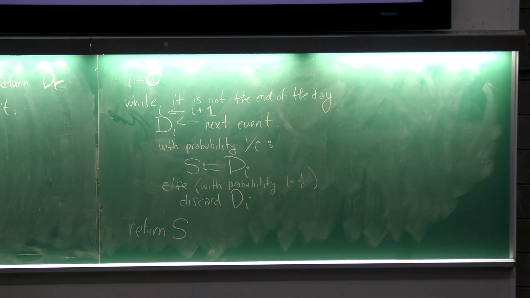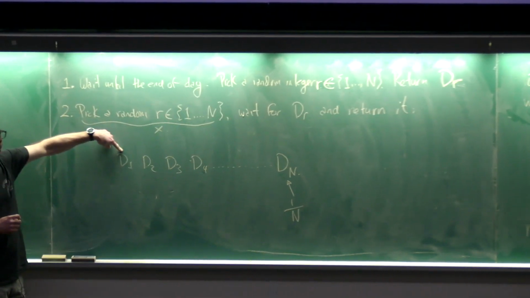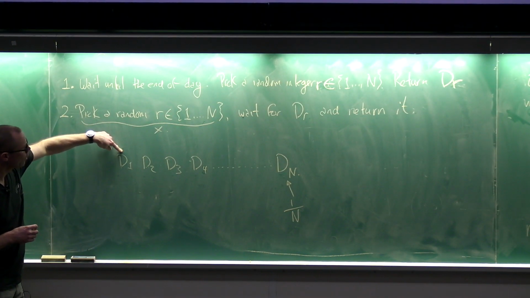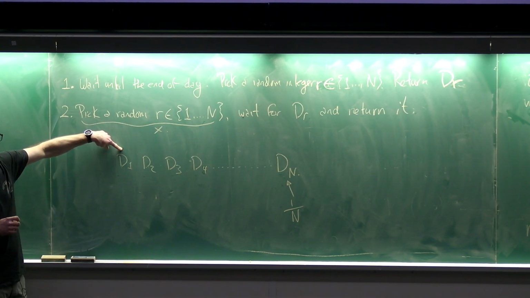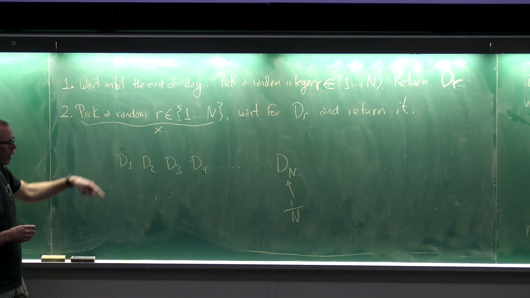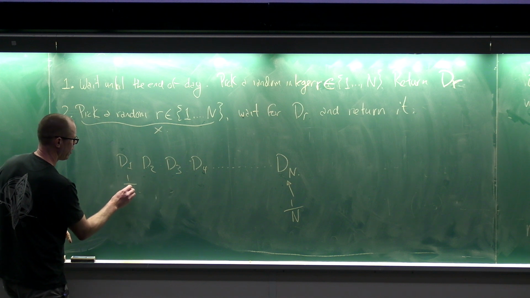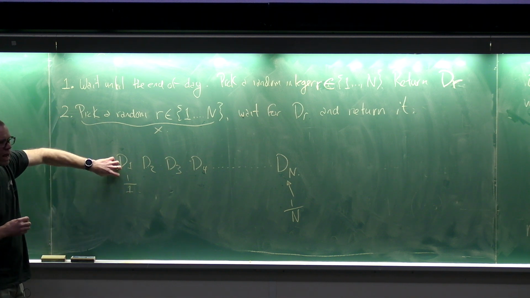So let's see if this makes any sense at all. First item of data comes along. i is equal to 1. So with probability 1 over 1, we save this one. That makes sense, right? Because that could be it. There might only be one event all day. If we're going to return a sample event, it has to be that one. Okay. So this guy, with probability 1, we save it.